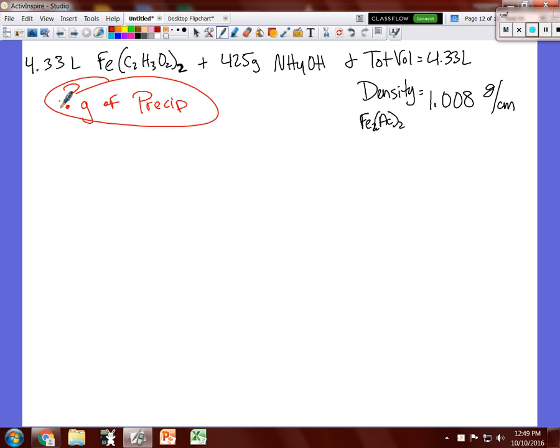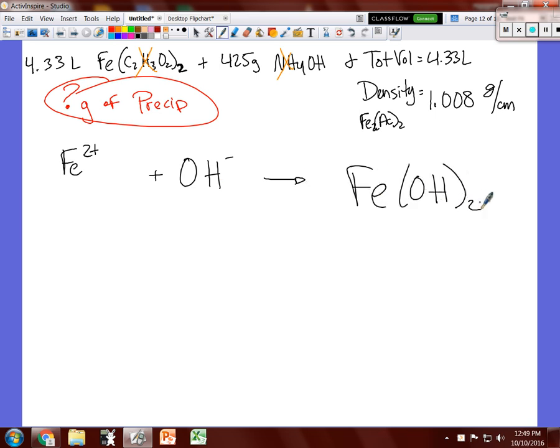Iron 2 hydroxide. Because if you look at it, what do we know about all acetates? Soluble. What do we know about all ammoniums? All right, so that leaves us with Fe2+ plus OH- yields Fe(OH)2. So our question is how many grams of that stuff do we need? How much do we have?